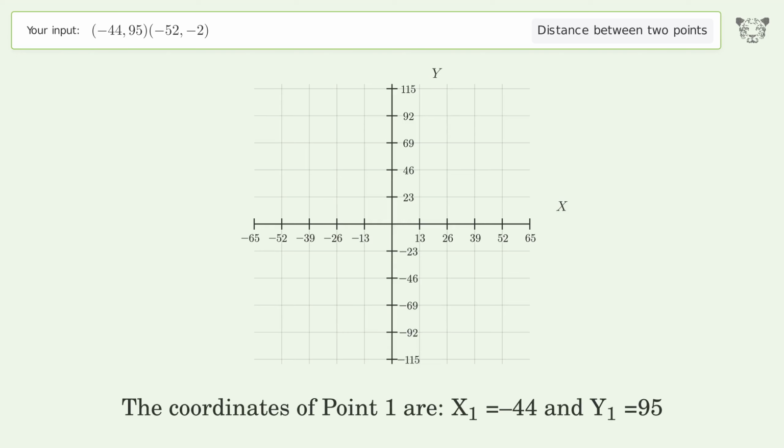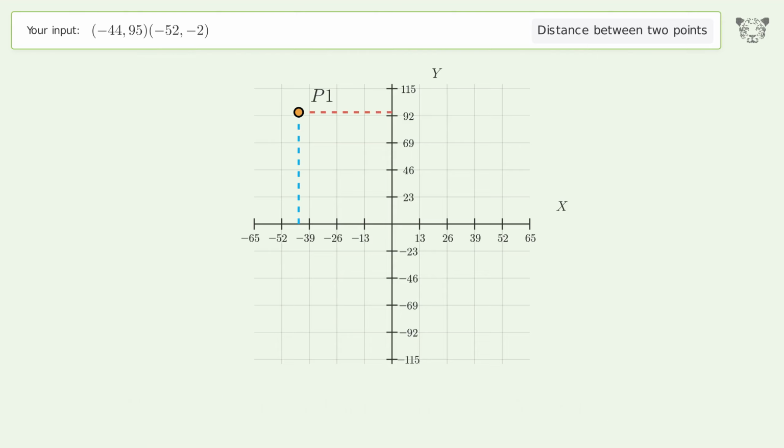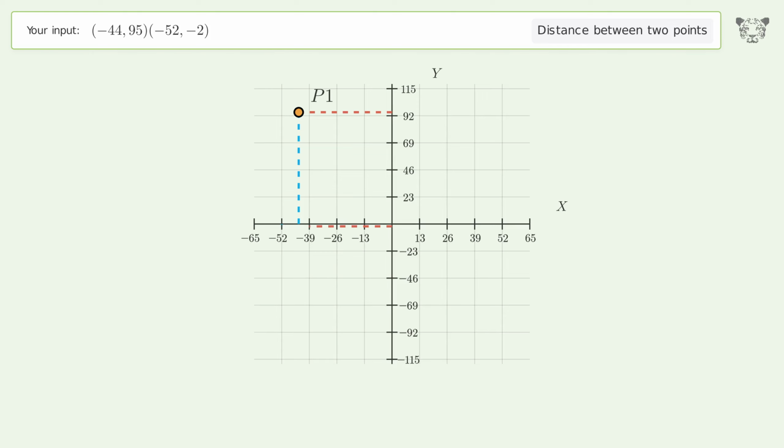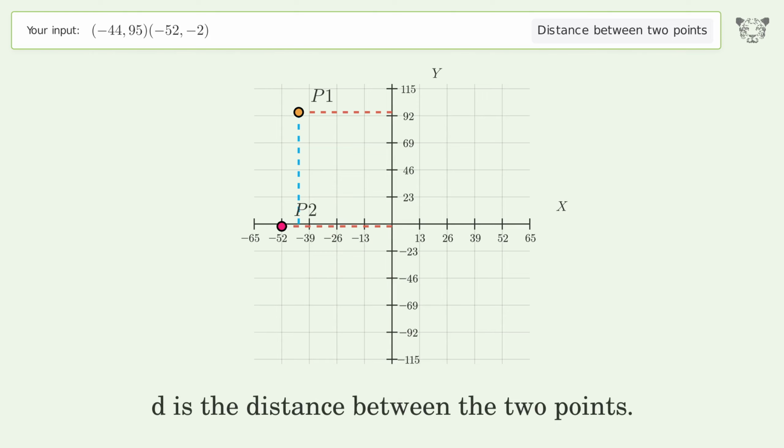The coordinates of point 1 are x1 equals -44 and y1 equals 95. The coordinates of point 2 are x2 equals -52 and y2 equals -2. D is the distance between the 2 points.